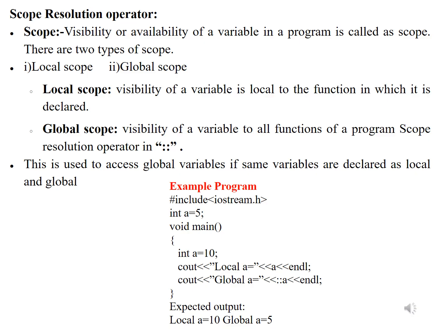#include <iostream.h>, int a = 5, void main. Here int a = 5 is a global variable. Inside main, int a = 10. The same name is used, but inside the braces it is a local variable. cout local a gives the output 10, and cout global a, where the scope resolution operator is used with a. When you use the double colon and a, the scope resolution accesses the data of the global variable, so the output will be 5.